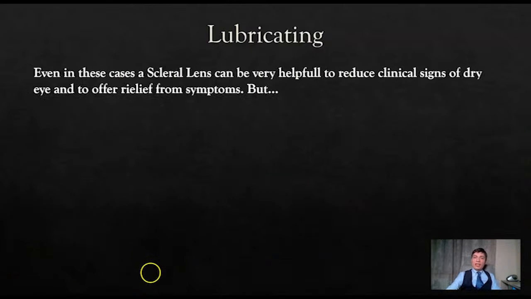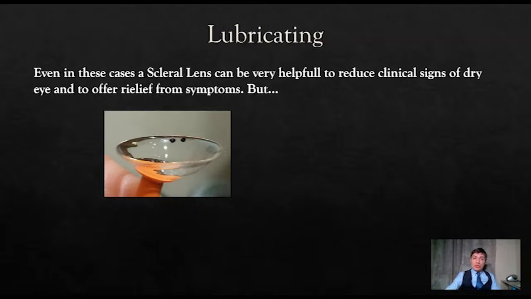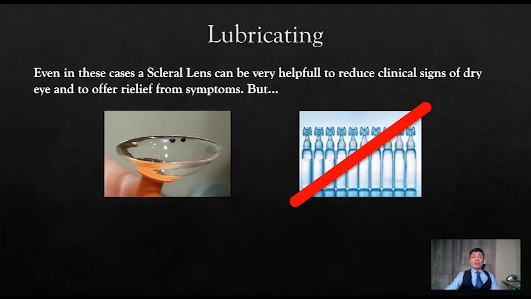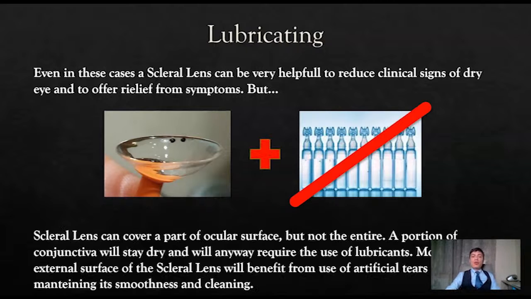Even in this case, a scleral lens can be very helpful to reduce clinical signs of dry eye and to offer relief from symptoms. But we can't imagine using a scleral lens without other medicaments. In fact, a scleral lens can cover a part of the ocular surface, but not the entire. A portion of conjunctiva will stay dry and will anyway require the use of lubricants. Moreover, the external surface of the scleral lens will benefit from the use of artificial tears for maintaining its smoothness and cleaning.